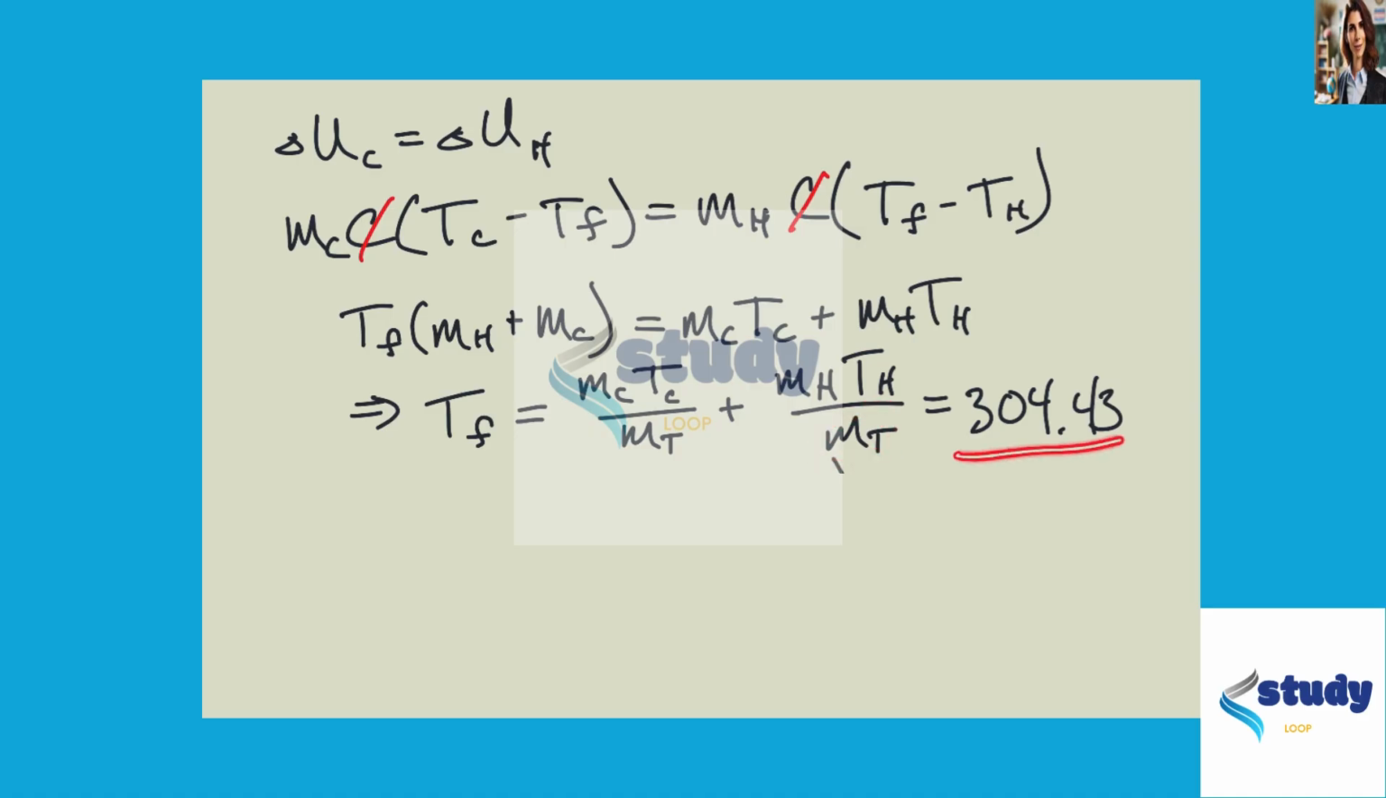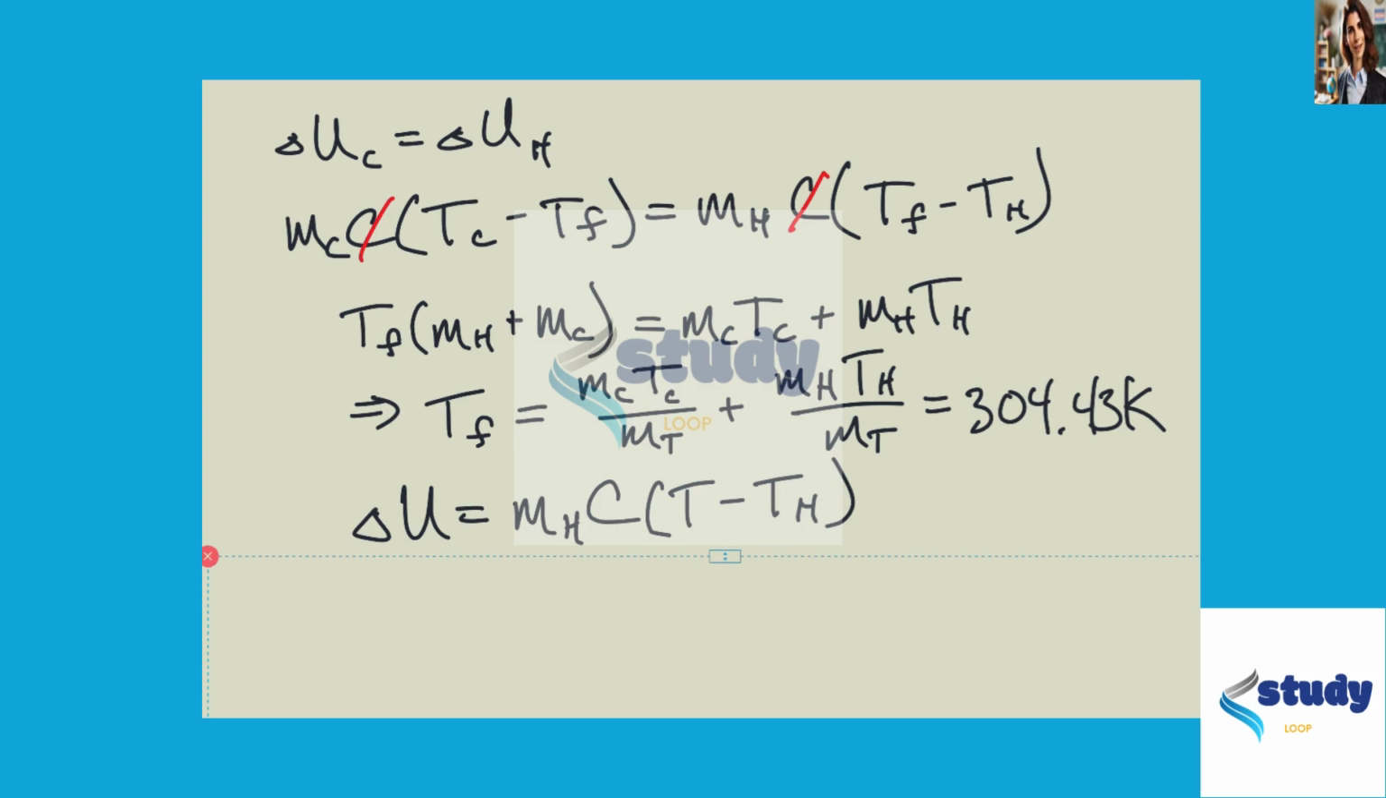And plugging those numbers in, we get 304.43 Kelvin, which is not a whole lot warmer than 30 degrees Celsius. So we didn't warm the water up a whole lot, and we're still going to have a miserable bath.